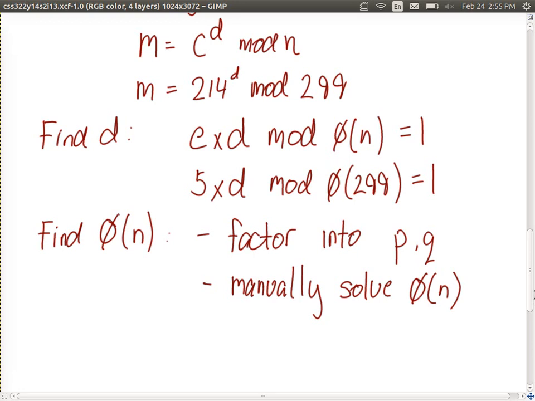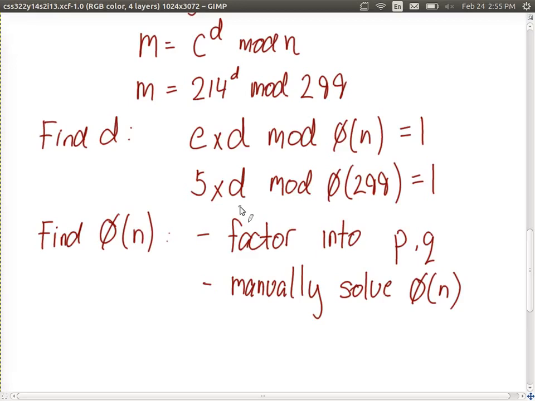And again, since we know how the keys were generated, we know that e times d mod the totient of n equals 1. That's the rule for generating the keys. So again, we have an equation. 5 times d mod the totient of 299 equals 1. We need to find the d. And 2 ways to find it. Well, to find it, we need to know the totient of 299.